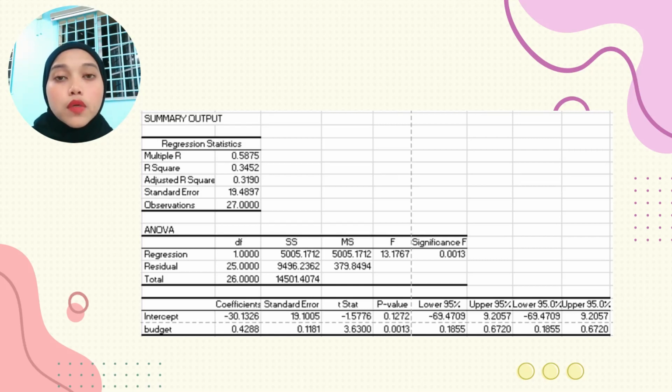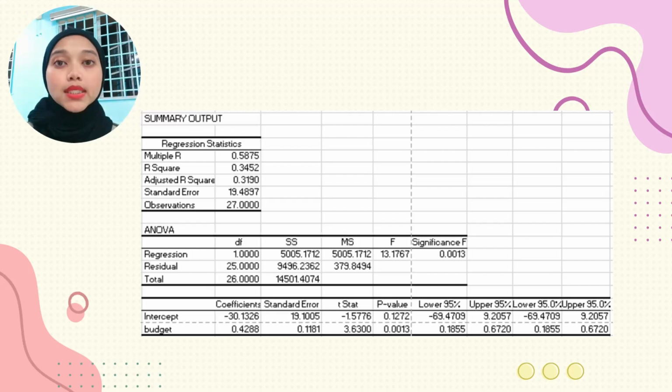Firstly, we use the formula for the sample correlation coefficient, which is R equals sum xy minus sum x times sum y over n, divided by the square root of sum x squared minus sum x squared over n, times sum y squared minus sum y squared over n. Using this formula, we can calculate the t statistic and then the regression equation. Therefore, it is y cap equal to b0 cap plus b1 cap x.